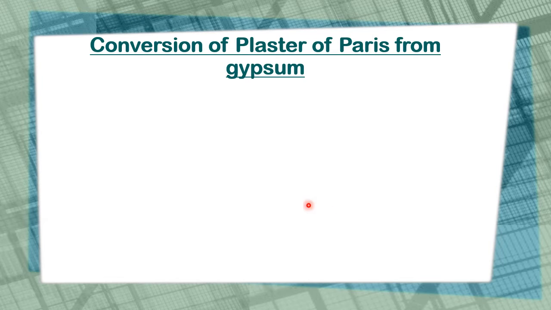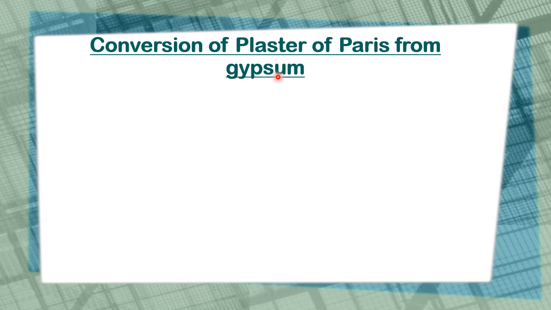So under this we studied some examples including plaster of Paris. Now today we will study the remaining part of plaster of Paris: conversion of plaster of Paris from gypsum. That means today we will understand how plaster of Paris is prepared from gypsum.